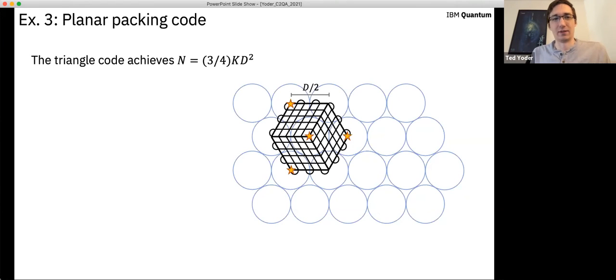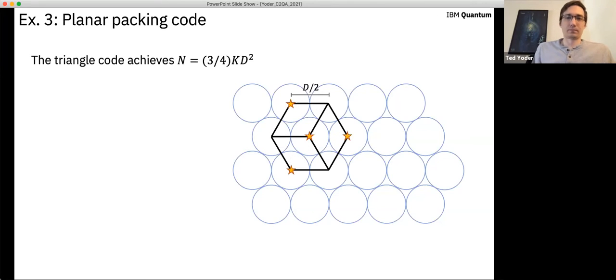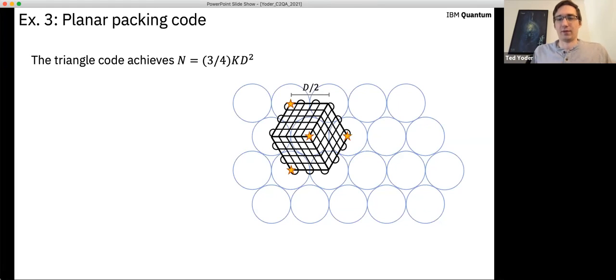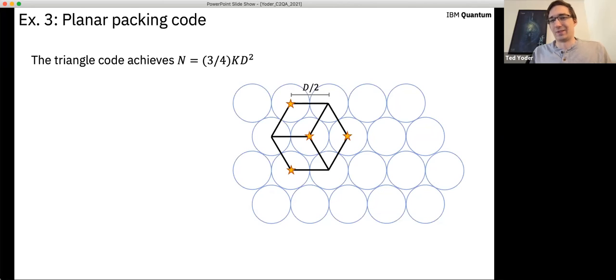Right, so then the third example again starts with the triangle code, this 3-fold symmetry code in the plane, which achieves 3/4 kd squared. Right, so this is the graph. The stars are supposed to indicate these odd degree vertices, which can also be called the twist defects. And then I abstract away the lattice, which we can just imagine being there. You choose the lattice spacing to be dense enough that you achieve the code distance that you want.